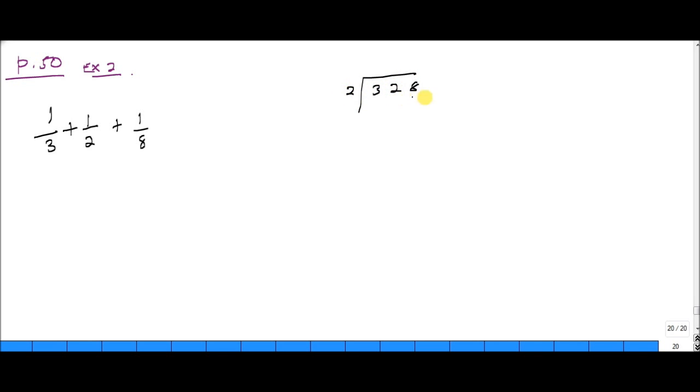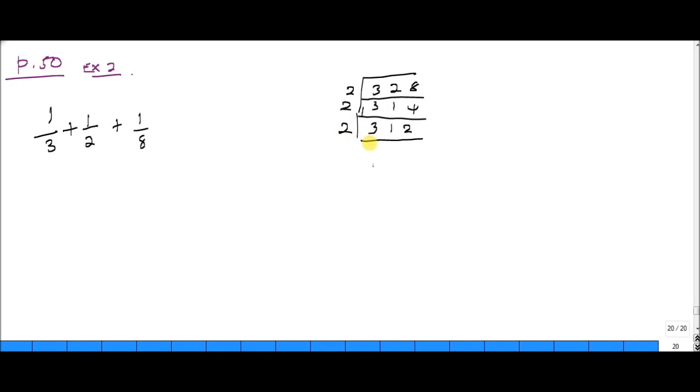Starting with 2. 2 cannot go into 3 without leaving a remainder, so write back 3. 2 into 2 one time, and 2 into 8 will go 4 times. Let's continue with 2, because we have 4 here, and 2 could go into 4. 2 into 3, no, write it back. 2 into 1, no, write it back. 2 into 4 will go 2 times.